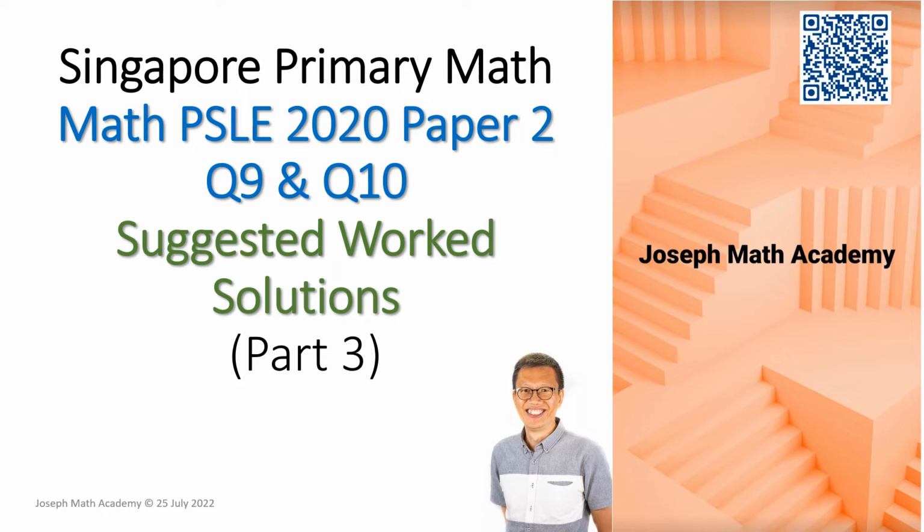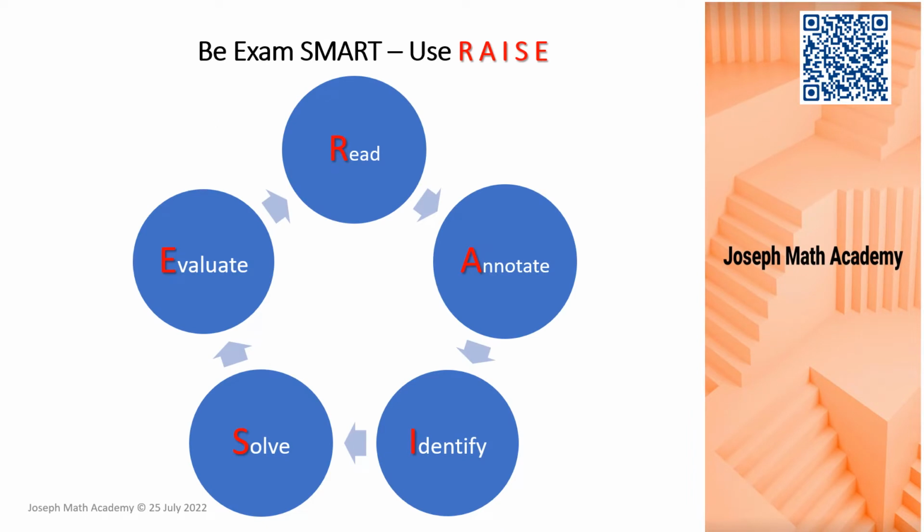Today I'm going to share with you questions 9 and 10 from the MATH PSLE 2020 paper 2. This is a strategy that I am always adopting. It is super important to annotate each question. From annotating, we are able to sieve out the clues, the hints, to help us to identify the suitable concepts and heuristics to apply to solve the question.